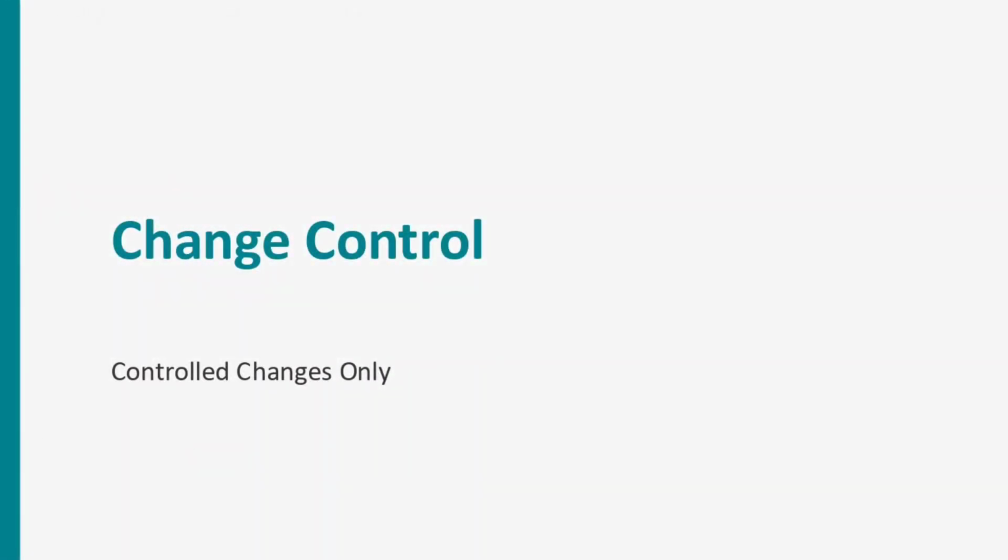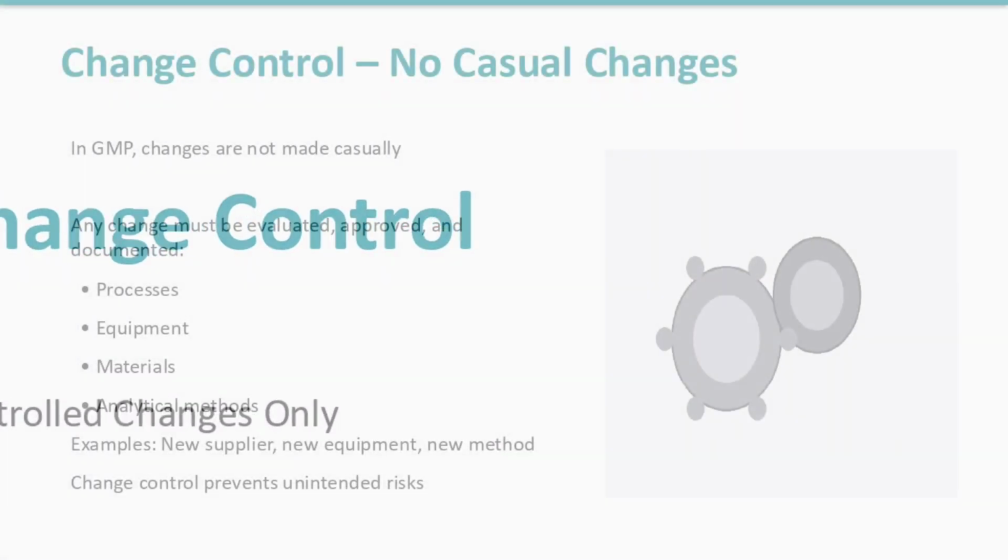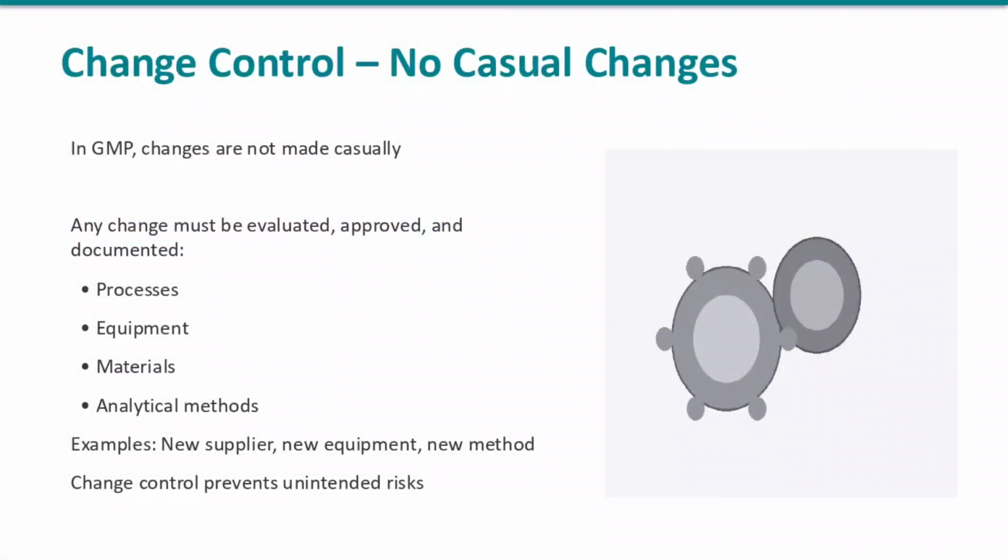Another important concept in GMP is change control. In a GMP environment, changes are not made casually. Any change to a process, equipment, supplier, material, or test method must be evaluated, documented, and approved before implementation. Change control ensures that improvements or changes do not introduce new risks or negatively affect product quality.